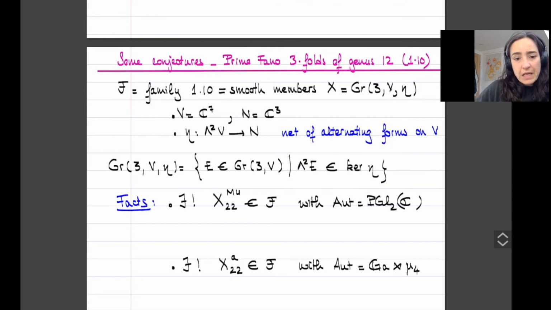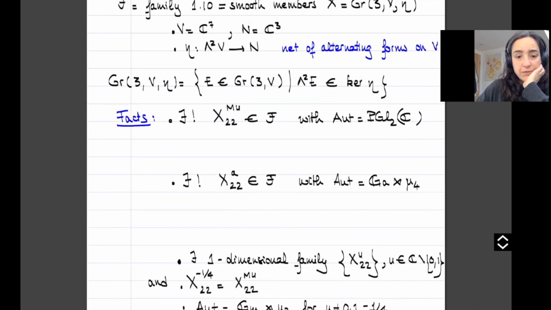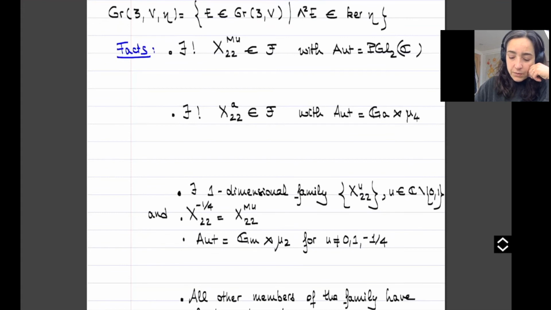We also know that there is a unique element in this family which has non-reductive automorphism group: GA semi-direct product mu4. We know that there exists a 1-dimensional family which has an effective GM action, and for all members except one element, which is the Mukai-Umemura threefold with automorphism group PGL2, we know that all other members of the family have finite automorphisms.